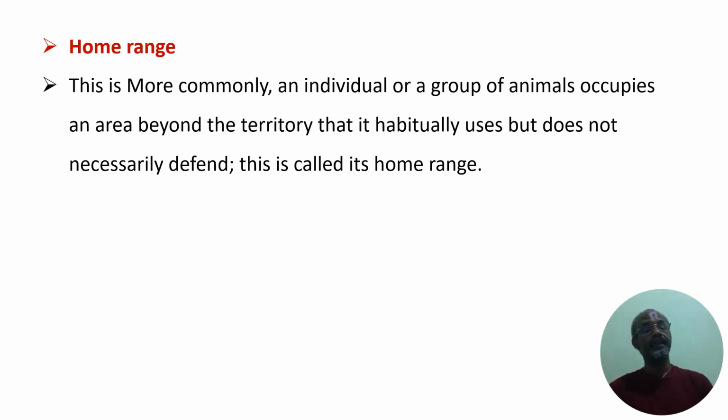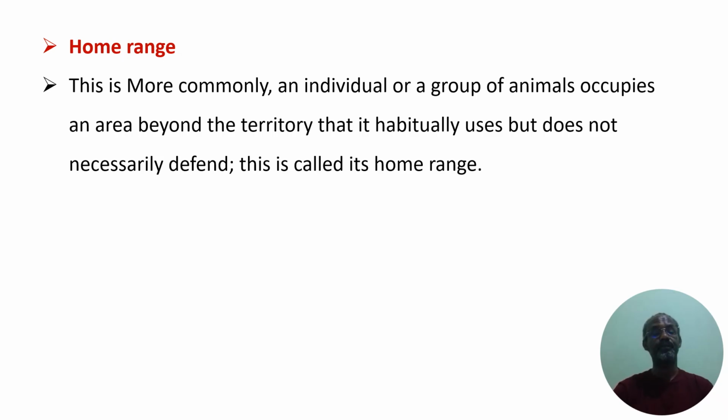Okay, after territory, let's come to home range. There is a term known as home range. This is, more commonly, an individual or a group of animals occupying an area beyond the territory that it habitually uses but doesn't necessarily defend. This is called the home range. Home range is the area beyond the territory. You see, you defend only your territory, and the home range is not yours. It's not marked. It's above the boundary.